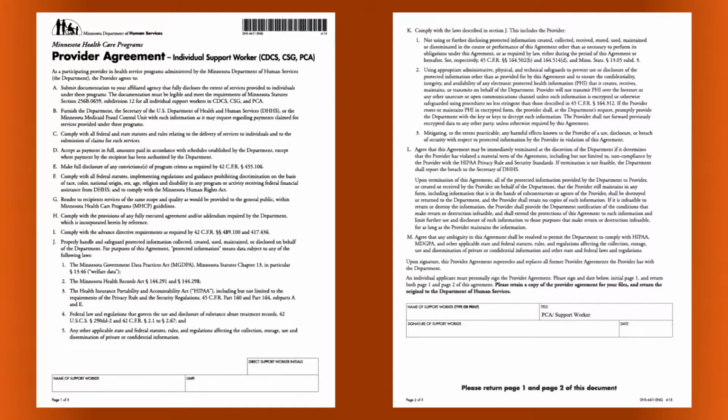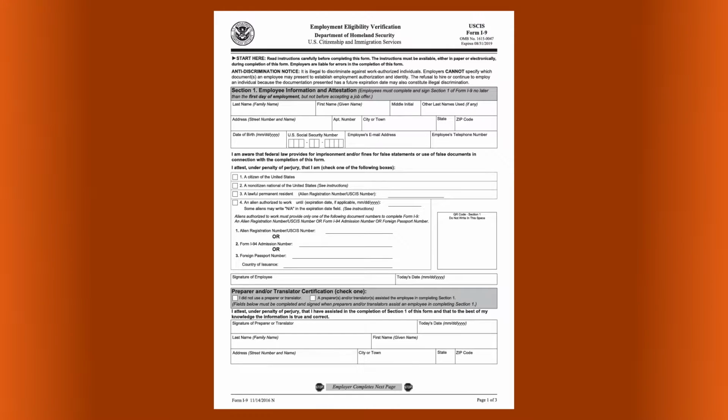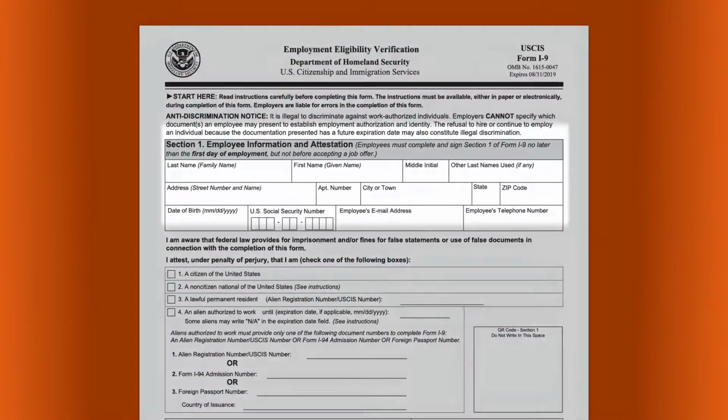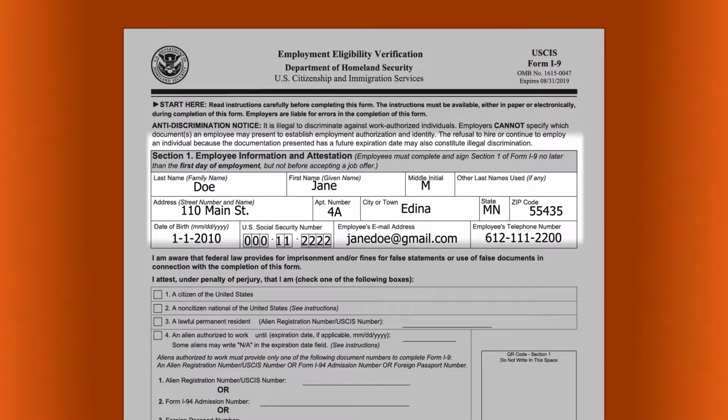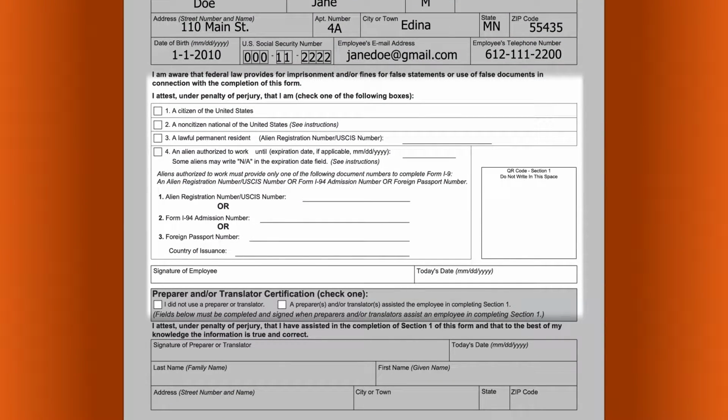Page 2 of your enrollment form is your provider agreement. Please read and sign and date. The I-9 form includes a sample form for your reference. Section 1 is your personal information. Next, select your citizen status and sign and date.